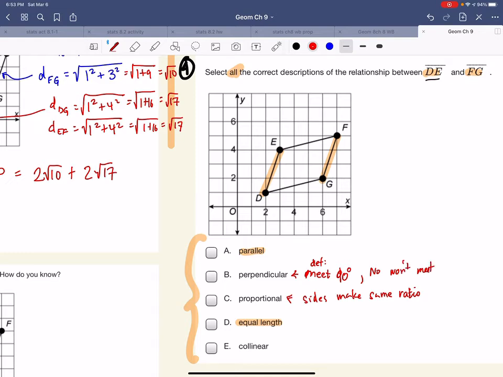Okay. Are they collinear? The definition of collinear means on the same line. Okay. So like here's 2 points that are on that same line. Those 2 lines are 2 totally different lines. This line and this line are just totally different lines. So I'm not going to click that one either. No. Different lines.